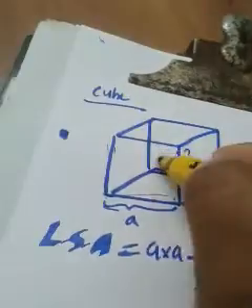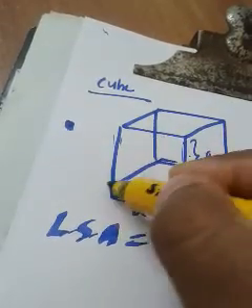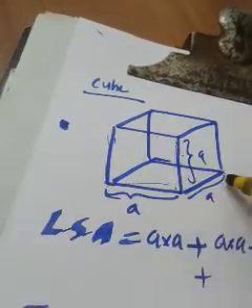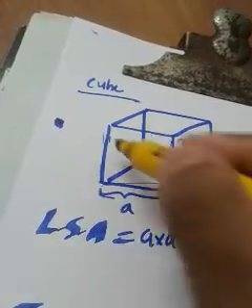Plus this side also again is a square, no? What is this side of that square? If this is A, this also will be A, and if this is A, this also will be A.